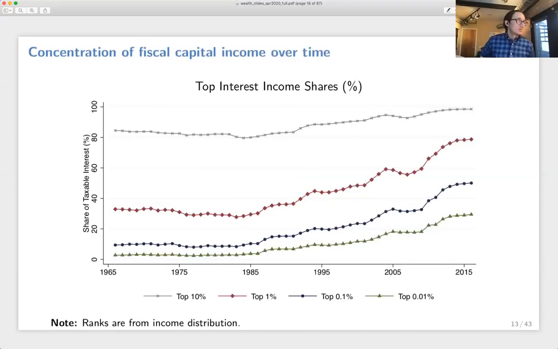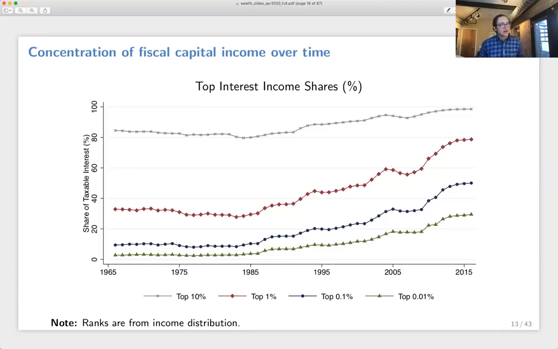That's useful because we can then just plot the distribution of these different income flows to see how, under equal returns, the evolution of predicted wealth looks. So what we have here is the top 10%, top 1%, top 0.1% of just taxable interest income, where we've ranked by taxable interest income. We can see, say, the top 1% had only about 30% of taxable interest flows in the 1960s. That's risen to 80%. So 80% of the taxable interest income that we see in 2016 goes to the top 1% of flows. The top 0.1% now has almost half.